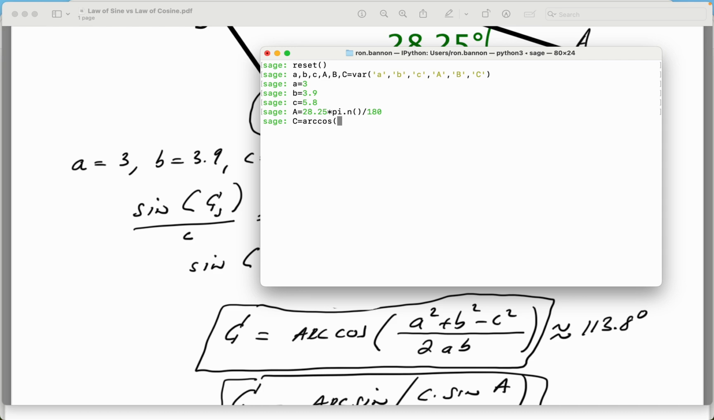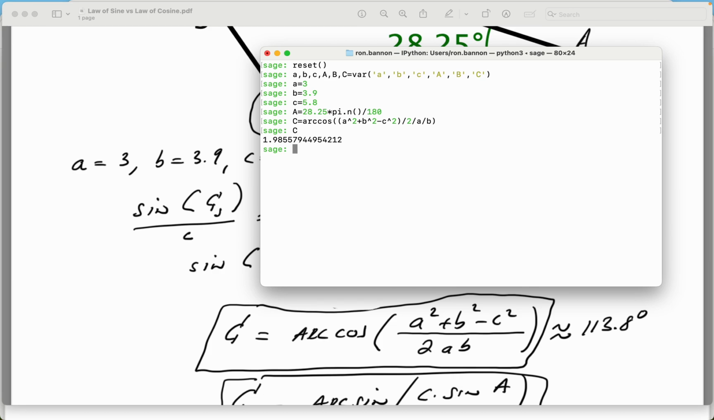Again, some students say it's a lot of typing or there are too many letters in the problems, whatever, but let's write this down. So what's it going to be? The top is a squared plus b squared minus c squared, and then we're going to divide it by the bottom. And the bottom is going to be, well, we're dividing by 2, we're dividing by a, and we're dividing by b. All right, so I hit return, and I'm going to just display C for you.